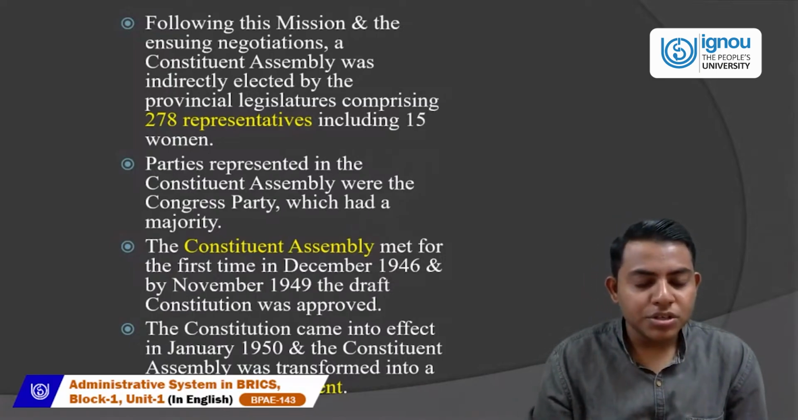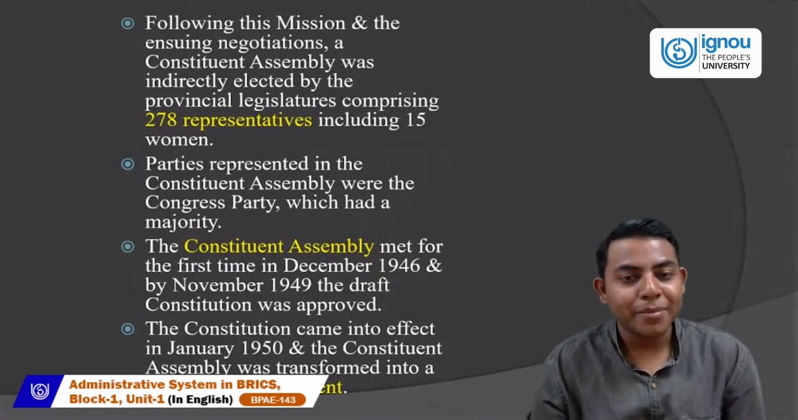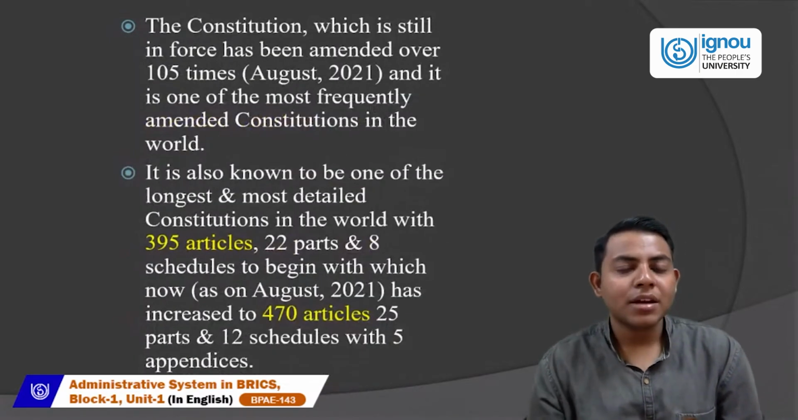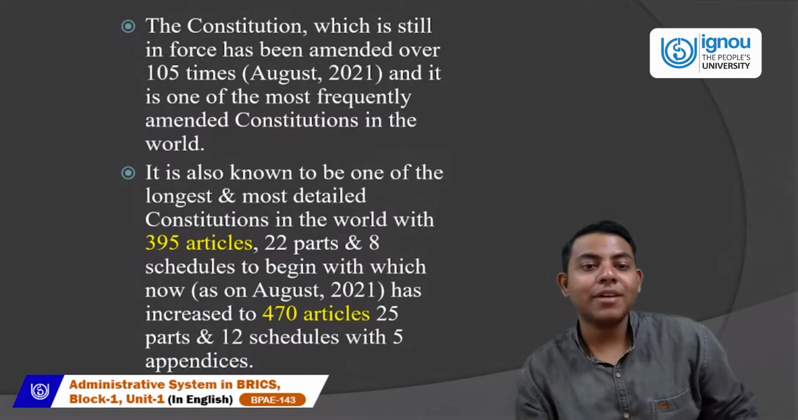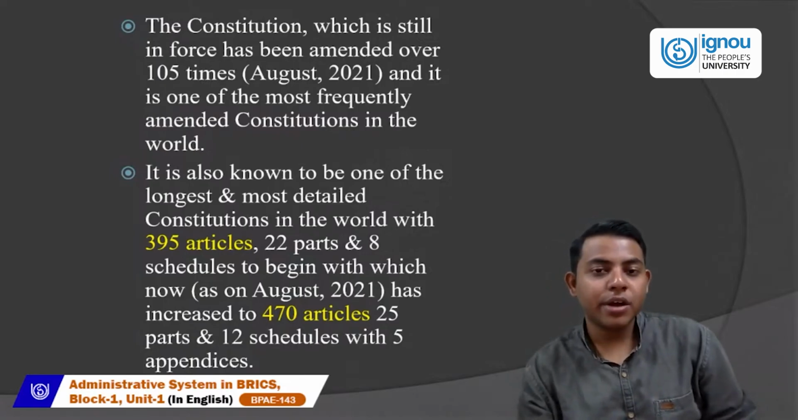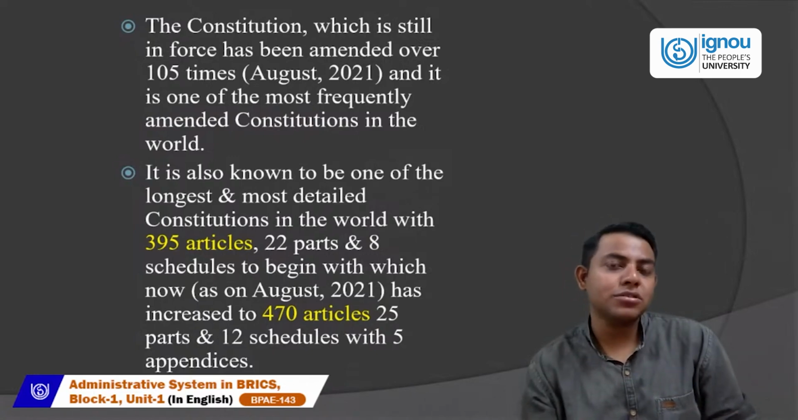The Constitution of India came into effect in January 1950, and the Constituent Assembly was transformed into a provisional parliament. Our constitution, which is still in force, has been amended over 105 times till August 2021. So, there are 105 amendments that have so far happened to this constitution, and it is one of the most frequently amended constitutions in the world.